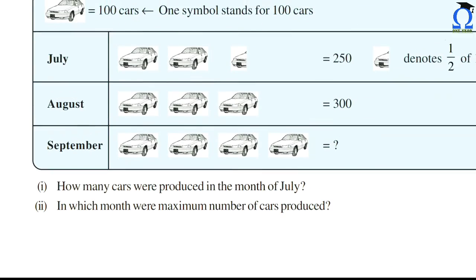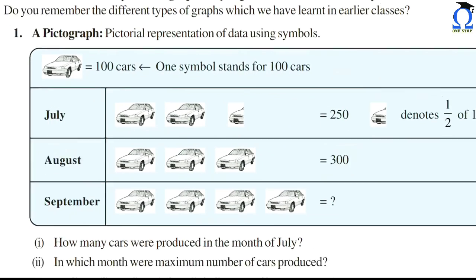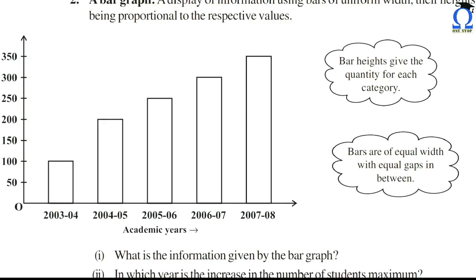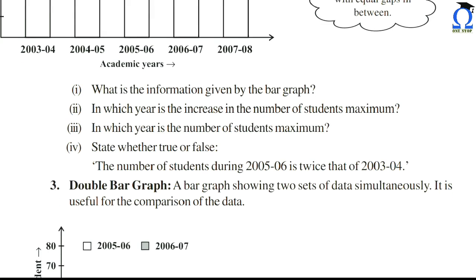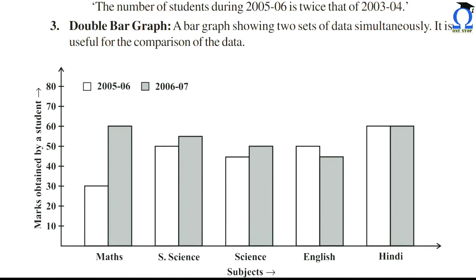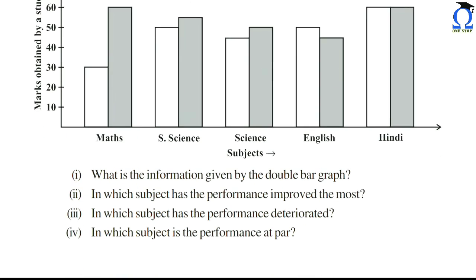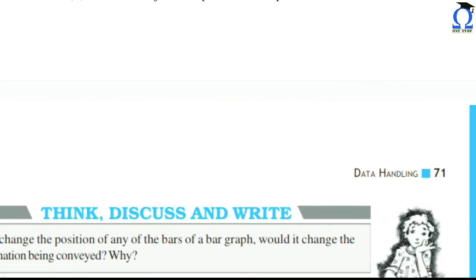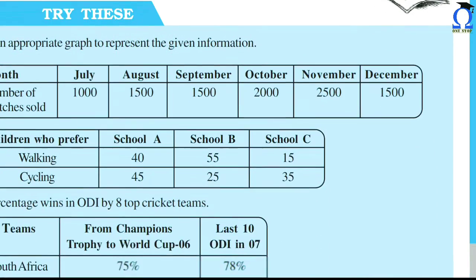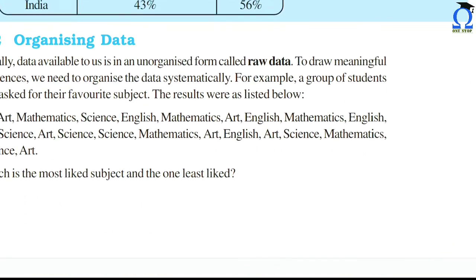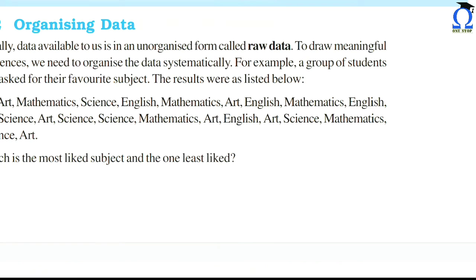A bar graph will look like this. This is a bar graph, okay, and we have double bar graph. A double bar graph will be like this one, okay, and similarly we have other graphs like two types of data, that is raw data and group data.